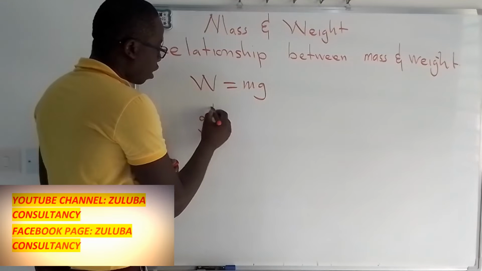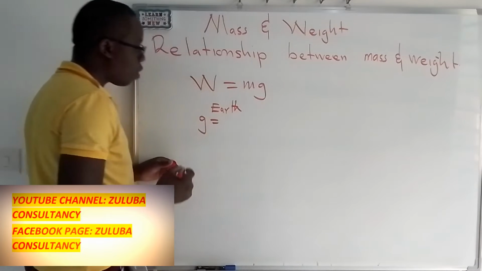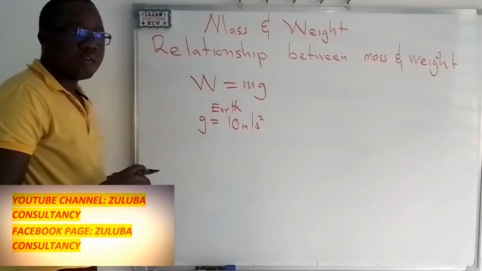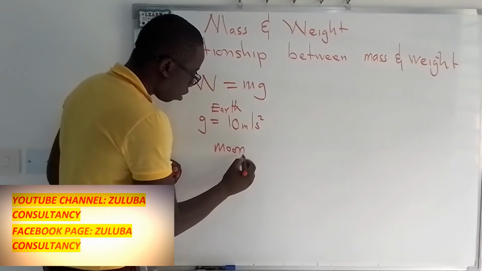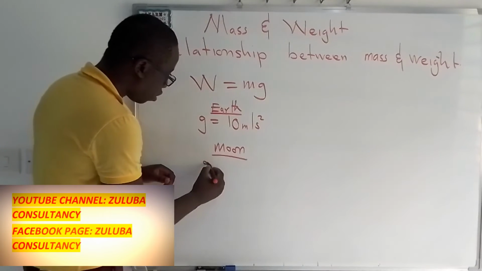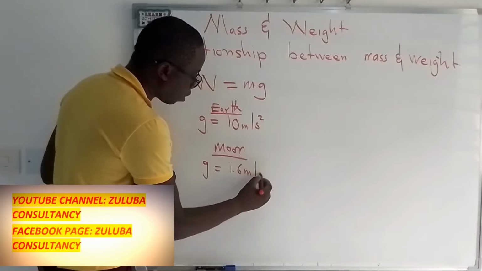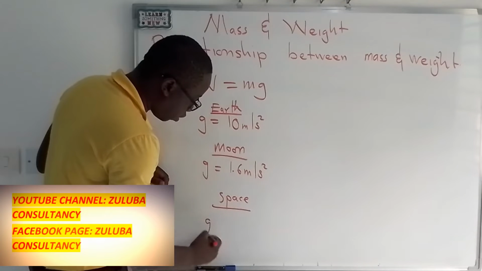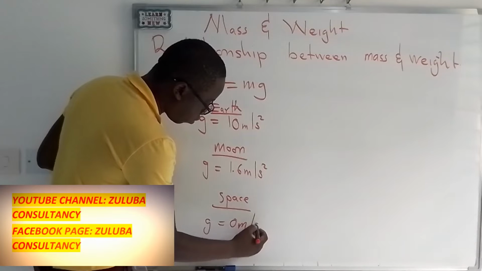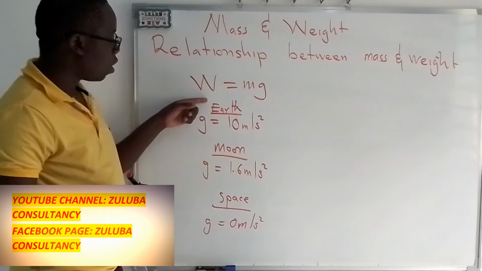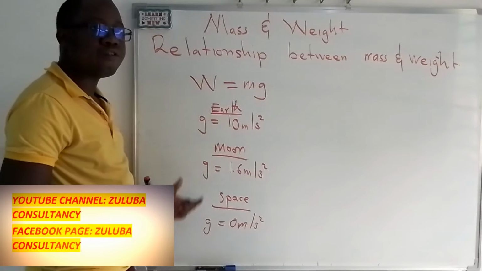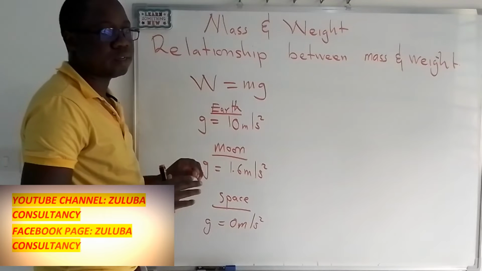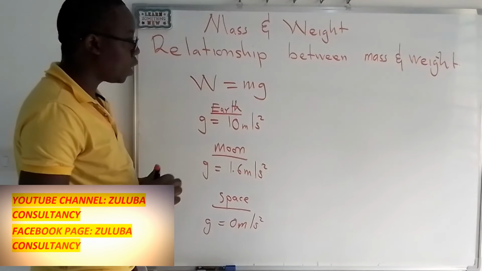So let's take, for instance, the Earth. The acceleration due to gravity is rounded off to 10 meters per second squared. Then on the Moon, the acceleration due to gravity is rounded off to 1.6 meters per second squared, while in space, the acceleration due to gravity is 0 meters per second squared. So you'll notice that these three places we have highlighted have different acceleration due to gravity. Because of this difference, the weight of an object should be different from place to place.